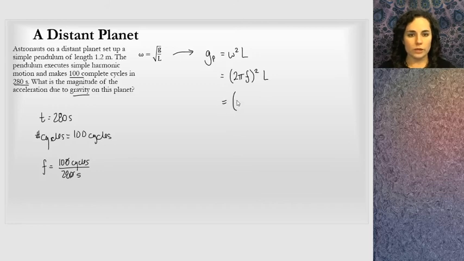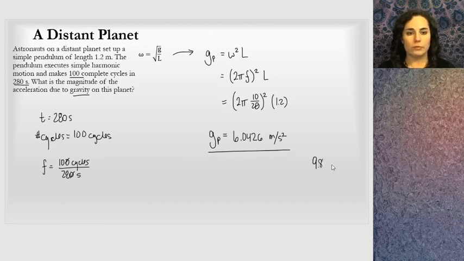So I'm going to put in what I know, 2 pi. The frequency is 10 over 28. I'm just leaving it like that for now. And the length is 1.2. When I run this through the calculator, I get the gravity of the planet is 6.0426 meters per second squared, which is less than planet Earth, right? Planet Earth is 9.8 meters per second squared. And so I can only assume that it's a smaller planet, with a smaller acceleration due to gravity.